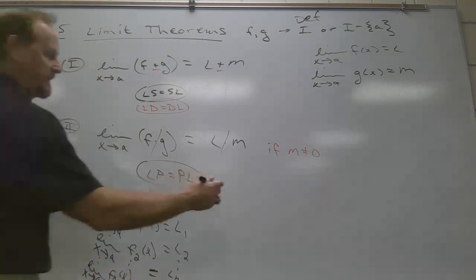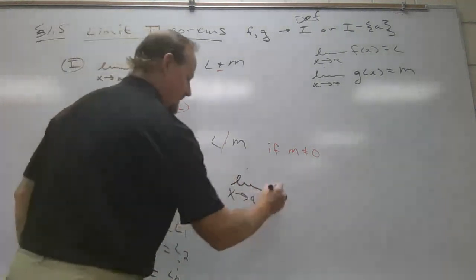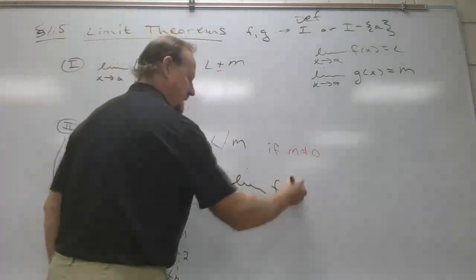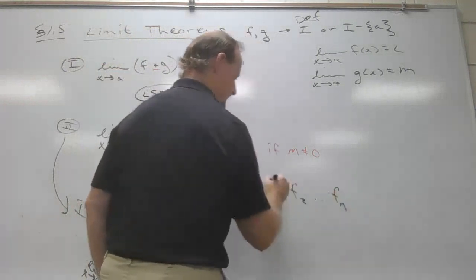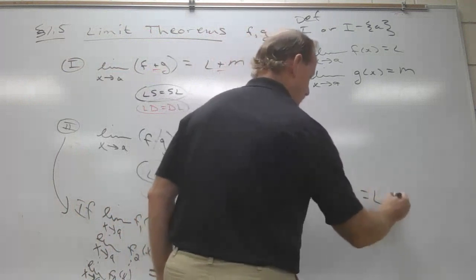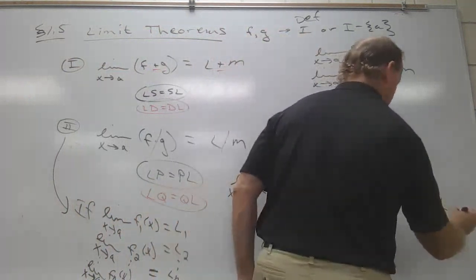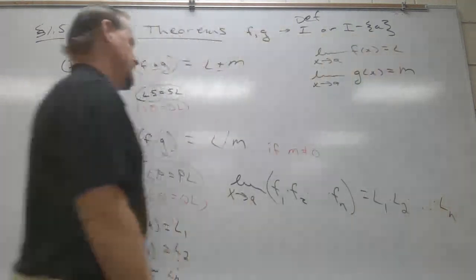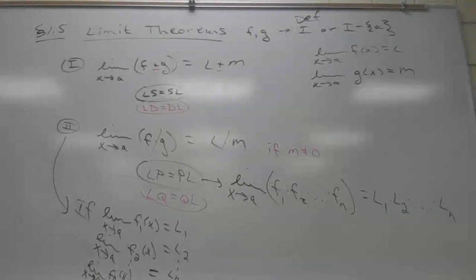All right, then what can we say? Then the limit as x approaches a of f1 times f2 times all the way to f sub n evaluated at x is going to equal L1 times L2 times, we're going to keep going, times L sub n. So once again, the limit of the product is the product of the limits, but we can have multiple functions. We can have more than two, okay?